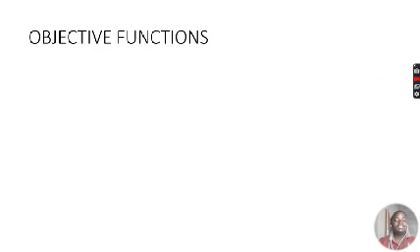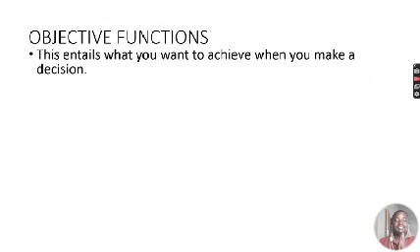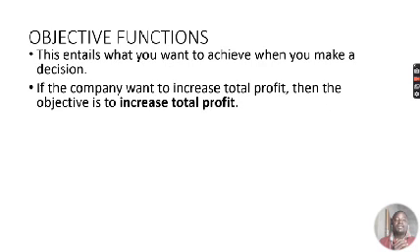Okay, what is now an objective function? This entails what you want to achieve when you make a decision. An objective function involves what you want to achieve at the end of the day after you have made a decision. If the company wants to increase total profit, then their objective is to increase the total profit. That's what they want to achieve at the end.